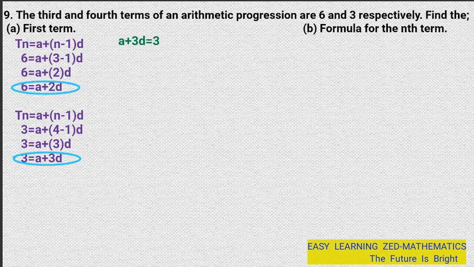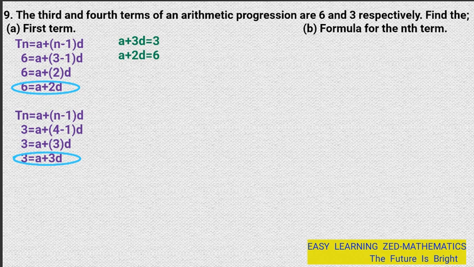Basically, this is what we do. But even if I left them the way they are, it would have been solved and the answer would have been the same. The only problem is that you could have gotten confused. So I've just shifted the equal sign. Okay, same thing will happen to 6 is equal to a plus 2d. So it's going to be a plus 2d is equal to 6.